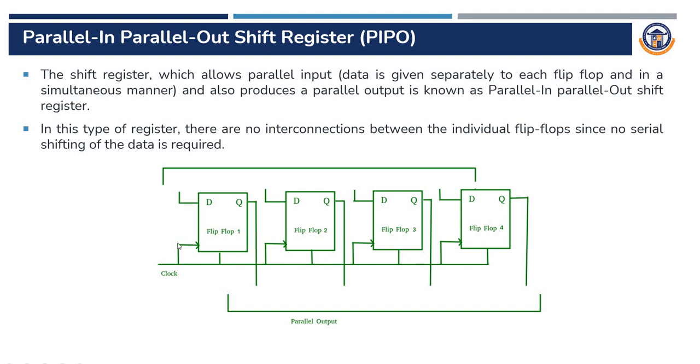Parallel in parallel out shift register, where the data is given parallelly and the data is taken out also parallelly. There is no interconnection between the flip-flops, so each flip-flop will function individually. That's all about the parallel in parallel out shift register.